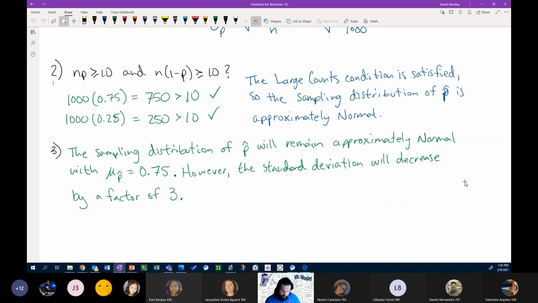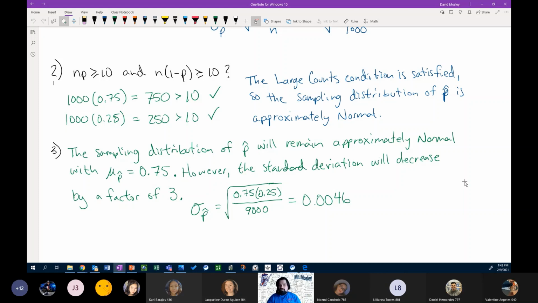And so we calculate our standard deviation of p hat. That is equal to the square root of 0.75 times 0.25 divided by 9,000. And that gets us approximately 0.0046 as our new standard deviation.